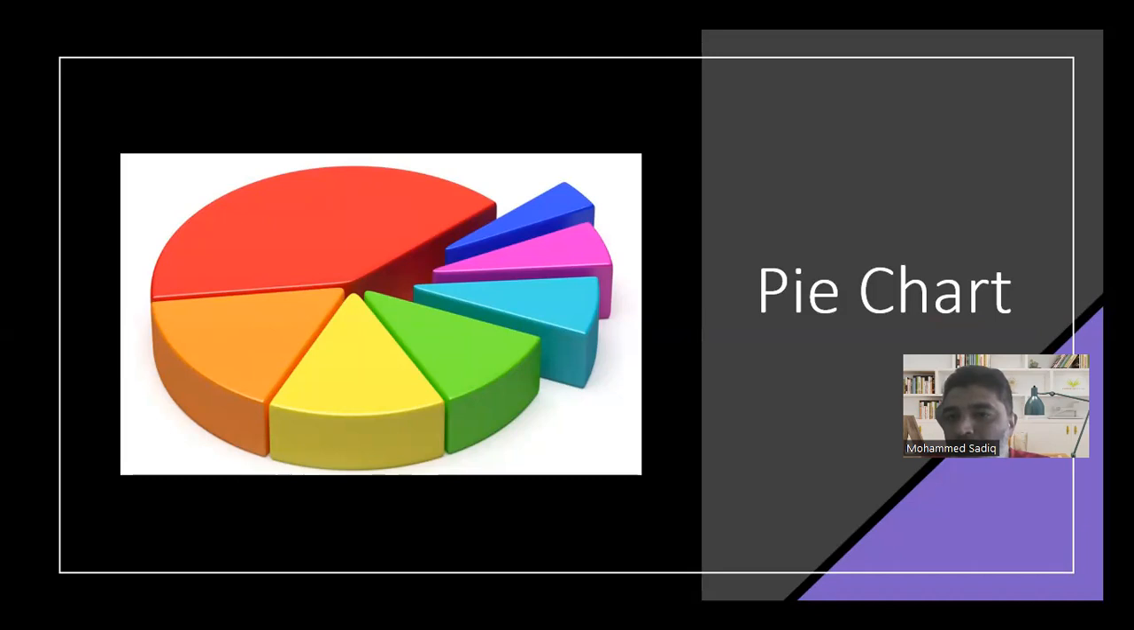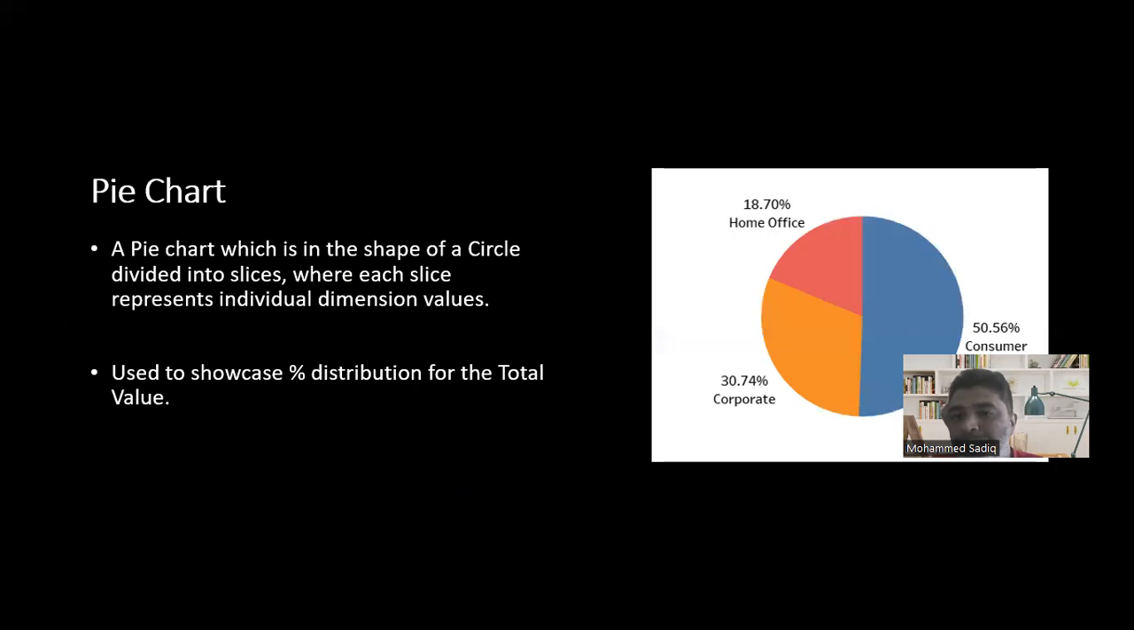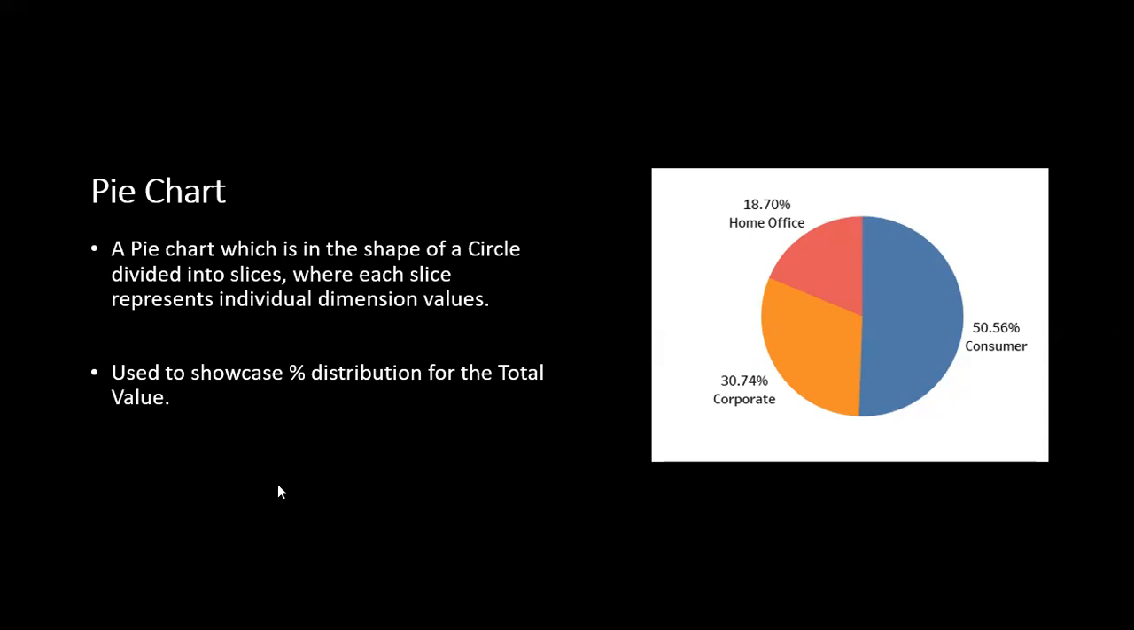In this session, we'll learn how to create a pie chart in Tableau. So what is a pie chart? A pie chart is a chart in the shape of a circle, divided into slices, where each slice represents the individual dimension values. It is mainly used when you want to showcase the distribution of the total values. So that means we have a total sales, and for that total sales, I want to see the individual items' contribution in the form of percentage. It is used to showcase the percentage distribution for the total value.